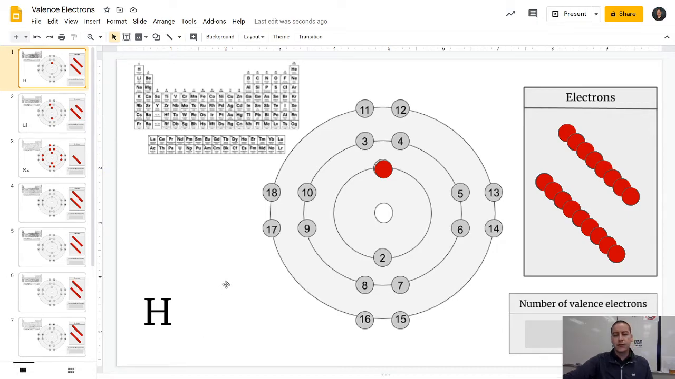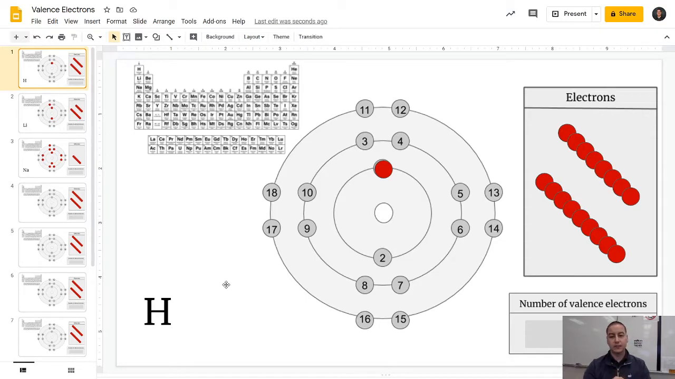So now that we know how to actually place these electrons around our nucleus, let's take a look at some actual elements from the periodic table. So let's start with hydrogen. It's the very top left, atomic number is 1, so that means it has 1 proton, and for us, that means it also has 1 electron.